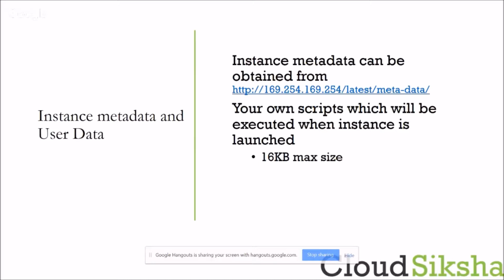169.254.169.254, and under that there is a latest and metadata directory. If you are in Linux, you can use a curl or a wget command to get data from there, and inside that there are multiple directories, and each directory would tell you about different things. Some can tell you about the AMI, some about the security group, some about the network aspects, and so on. So the instance metadata can be got from this particular IP address, 169.254.169.254.